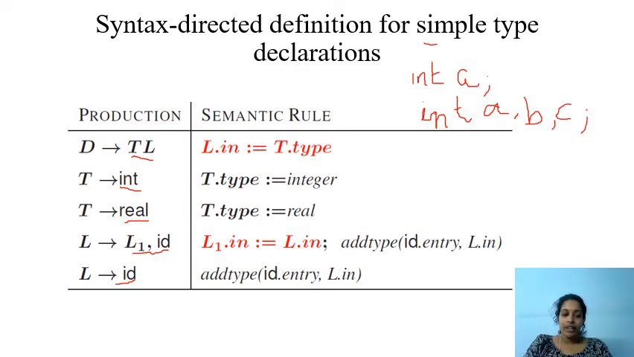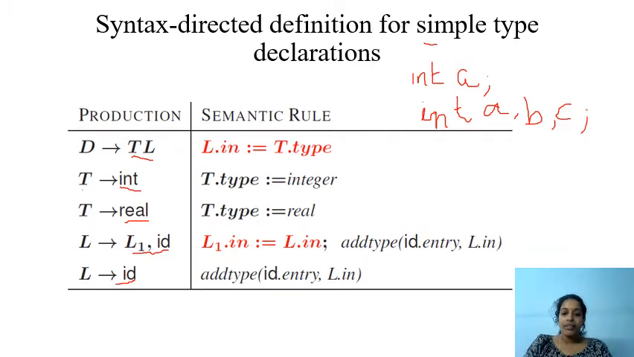First of all, let us start from here. This T has an attribute type. It gets its value int from its child. Like here, T gets its value for attribute type as real. What is the data type of this a? Int. It gets its value from the data type. So this L gets its attribute value from T. L inherits its value from its sibling. That is, L has an attribute in. L.in is equal to T.type.